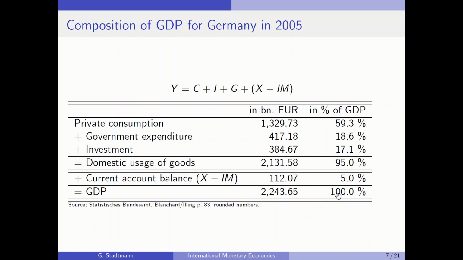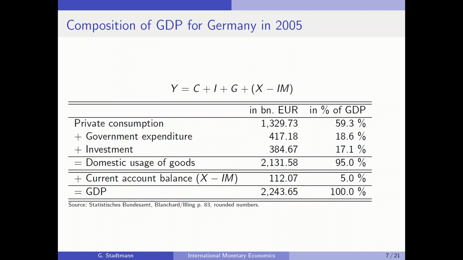When you look at the share in the last column, then it's the case that 60% goes to the private consumption, it goes to C, then about 19% this is government expenditure, 17% this is domestic investment. So the domestic usage of goods, which is the sum of C, I, and G, is equal to 95%. Then Germany is also running a current account balance, and this was equal to 5% in the year 2005.